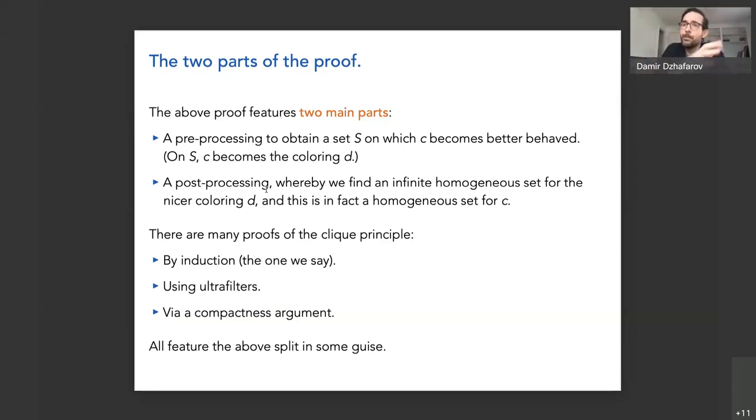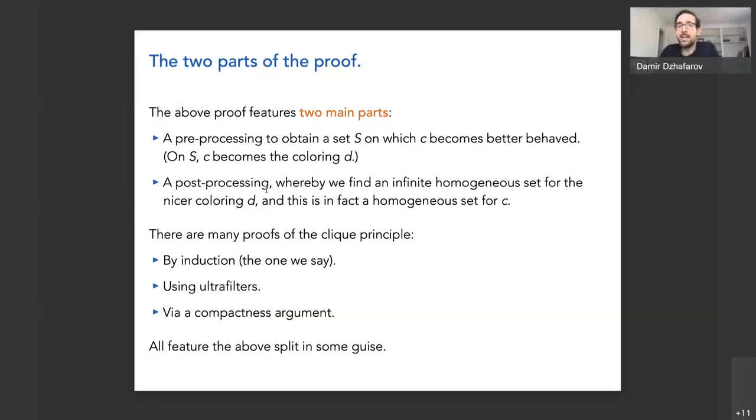Then what do we have? Now we do a post-processing where we take this set S and this coloring D and we find an infinite homogeneous set for D, and that is a homogeneous set for C. So it's these two steps: first a thinning or pre-processing step, and then applying a simpler principle to this coloring D and S to get the homogeneous set we want.